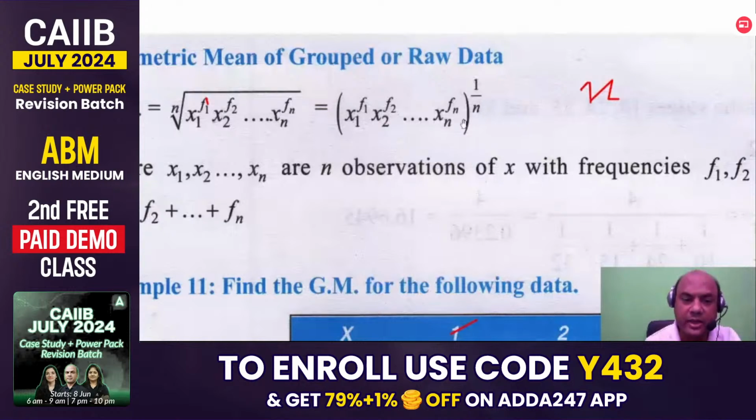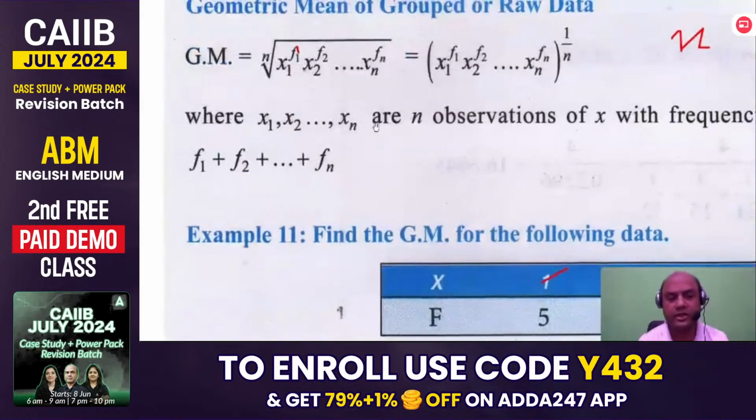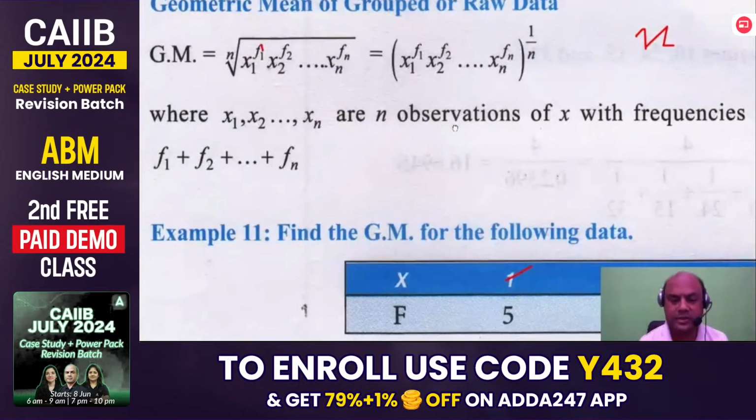It is the same as the ungrouped one, only there was no frequency there. Here there is a frequency. So x1 raised to f1 into x2 raised to f2, go on doing it, raised to 1 upon n. Where x1, x2, x3 are numbers, n is observations, and f is the frequency.